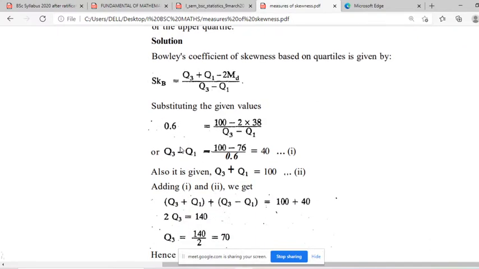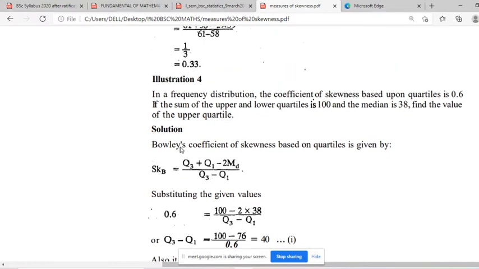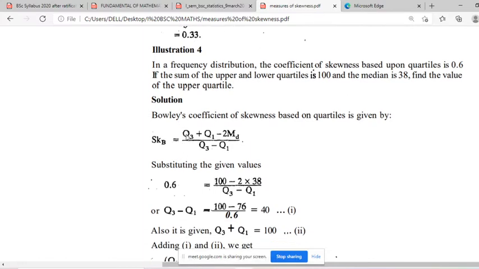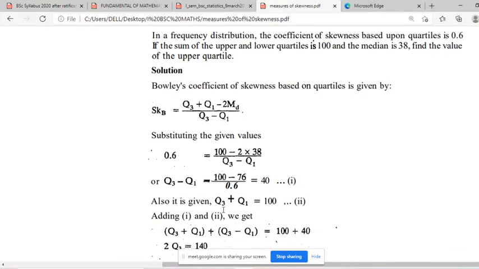In this problem also Bowley's measure is given as 0.6. Q3 plus Q1 is given as 100, and the median is also given, 38. You can substitute: instead of Q3 plus Q1 we substitute 100, minus 2 into MD, that is minus 2 into 38, divided by Q3 minus Q1. So Q3 minus Q1 equals (100 minus 76) divided by 0.6, that equals 40.